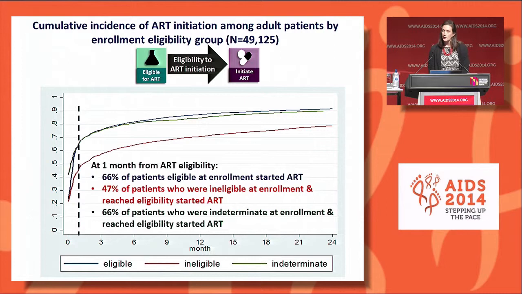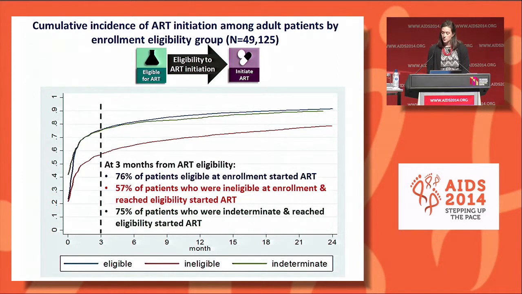In the second part of the analysis, time from ART eligibility to initiation of treatment, we found that 66% of patients who were eligible when they enrolled in care initiated treatment within 1 month. 47% of patients who were ineligible at enrollment started treatment within 1 month of reaching ART eligibility, and 66% of patients who were indeterminate started treatment within 1 month of reaching eligibility.